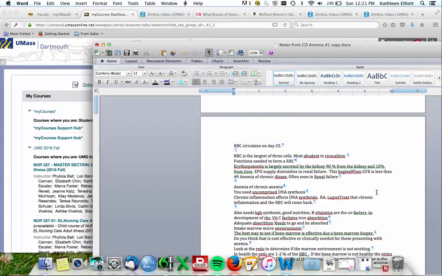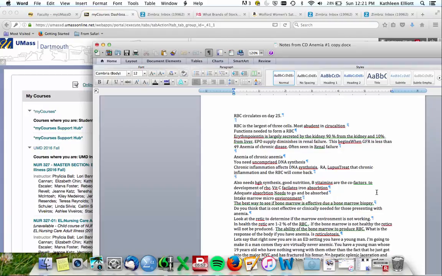RBCs are the largest of the three cells. They are the most abundant in circulation, and their functions are needed to form a red blood cell. Erythropoietin is a hormone largely secreted by the kidney: 90% is secreted by the kidney, and about 10% from the liver. The erythropoietin supply diminishes in renal failure, and this basically begins when the GFR is less than 49.